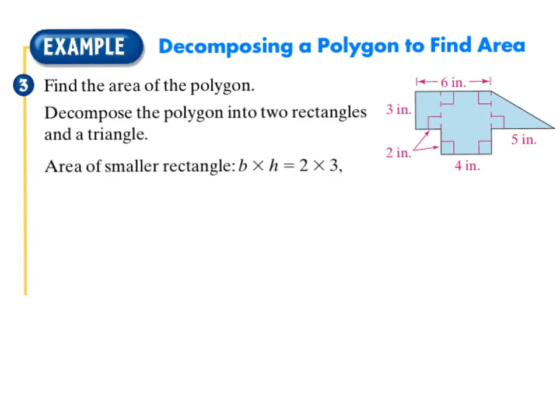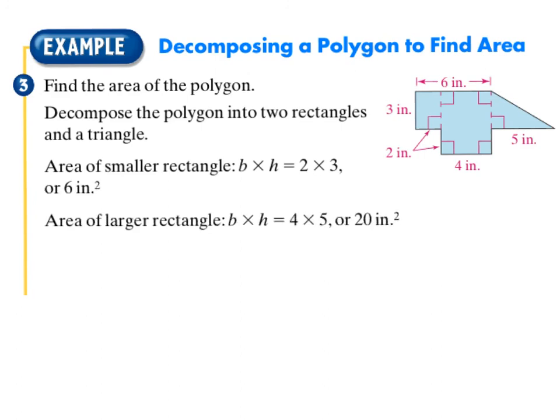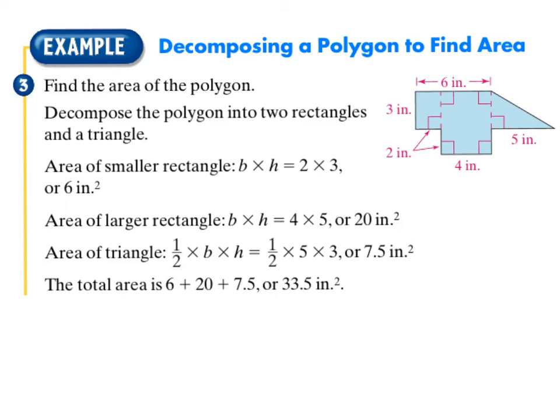So the area of the small rectangle is 2 times 3, or 6. The area of the large rectangle is 4 times 5, or 20. The area of the triangle is half of 5 times 3, or 7.5. Then if we add them all together, 6 plus 20 plus 7.5 is 33.5. So the total area is 33.5 square inches.